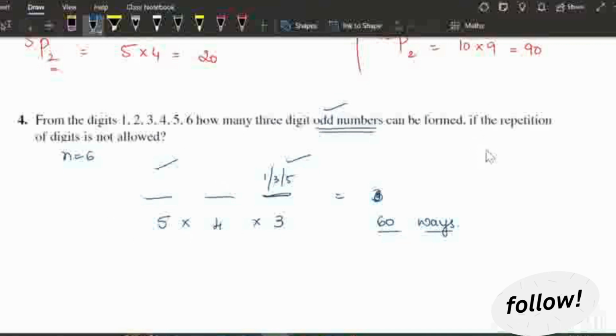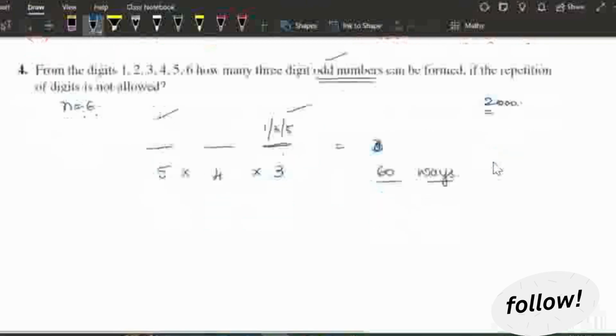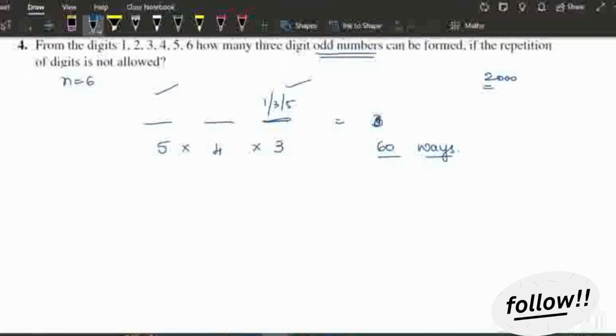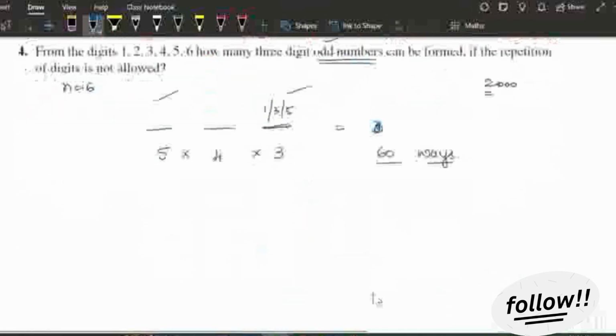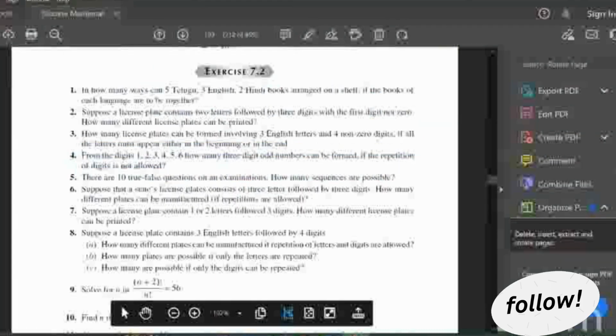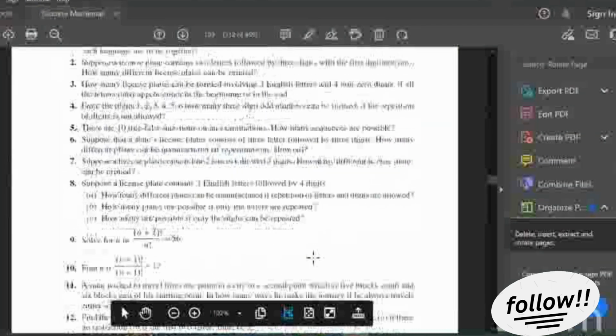If it is something like the number should be greater than 2000, then you have to consider the first digit. The first digit cannot be 1. So accordingly, you have to first fill the first digit, then consider how to fill the remaining digits. Hope Sindhu Reddy, your doubt is answered. Okay, so these are simple questions. We'll solve a few more questions.